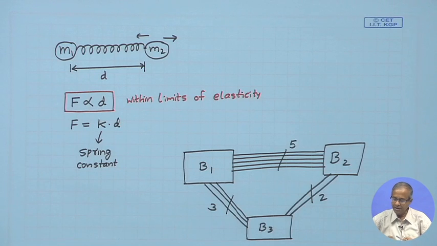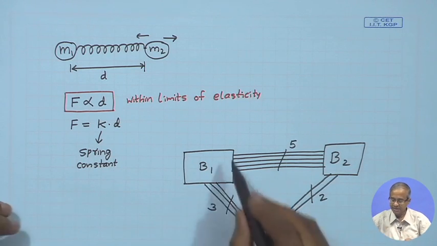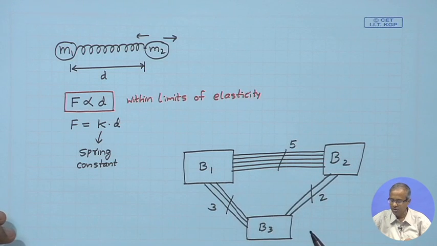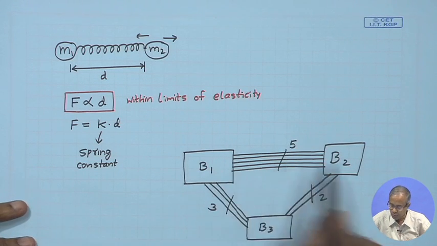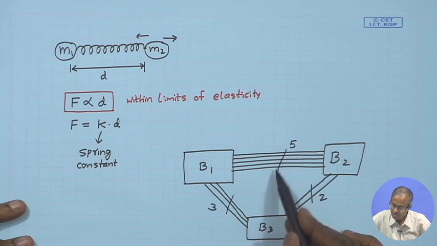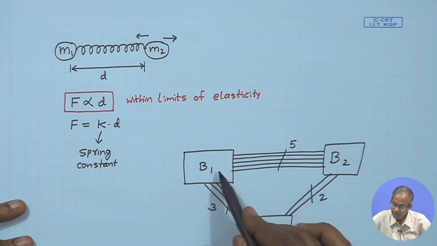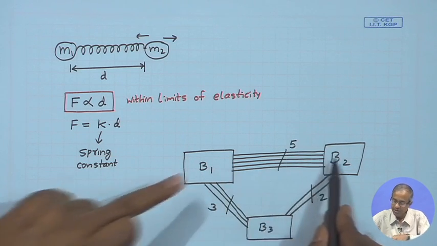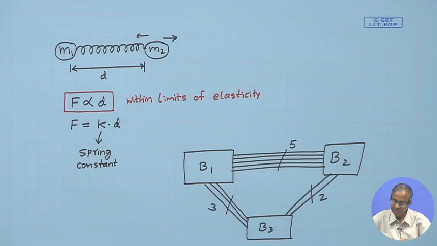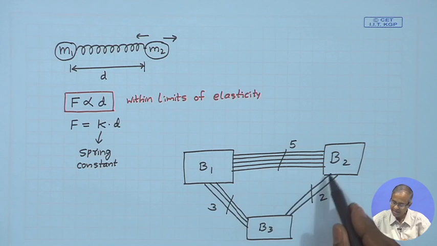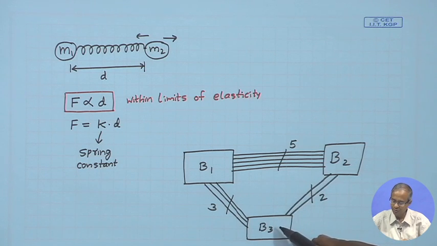So, I can draw an analogy. What I say is that in the placement problem, what are you trying to do? The two blocks which are more strongly connected together, we try to put them as close together as possible, but if they are not so strongly connected, they may be put a little further apart, no problem.